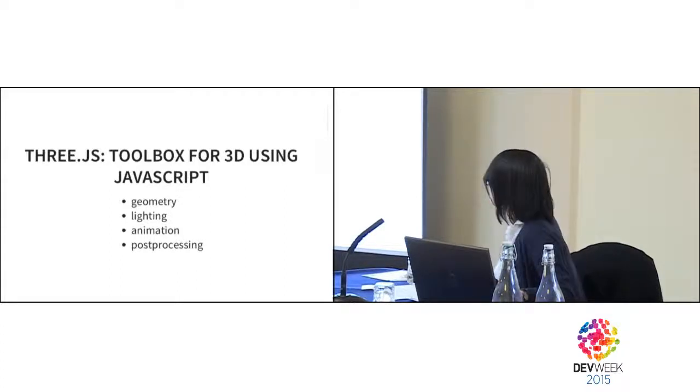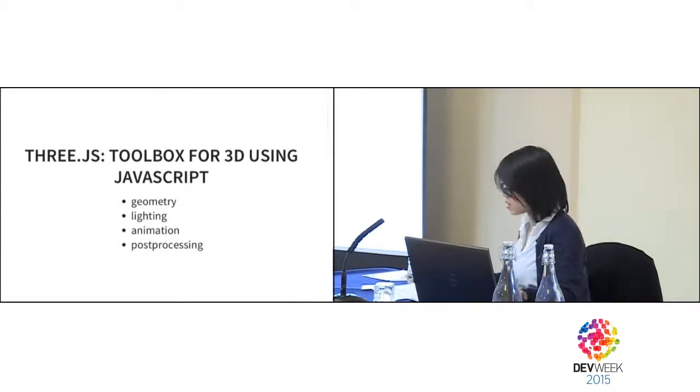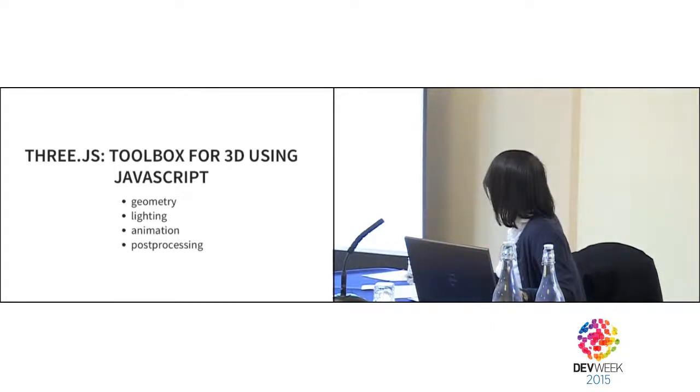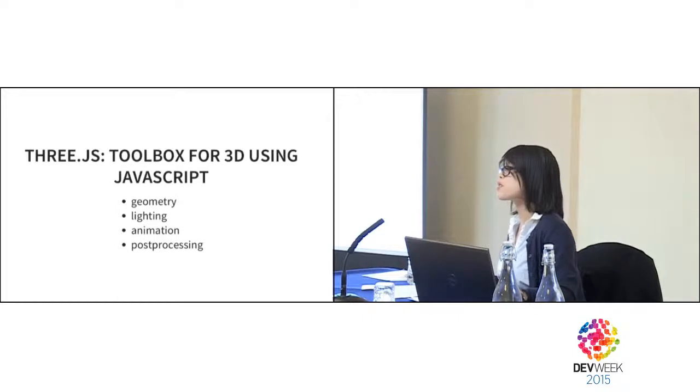Lighting. There is a bunch of lights provided by Three.js. You have directional lights, spotlights, ambient lighting, animation methods. Post-processing is fun. Think of post-processing as Instagram filters for your 3D animation.